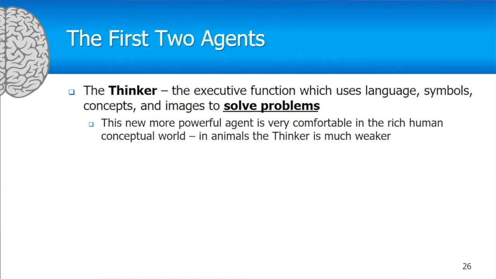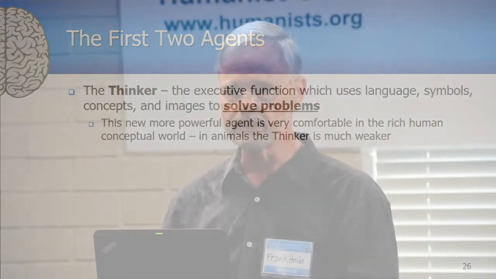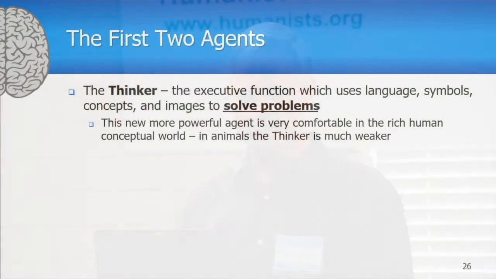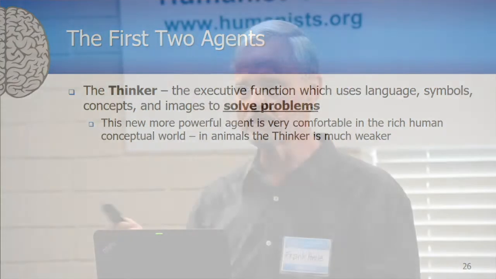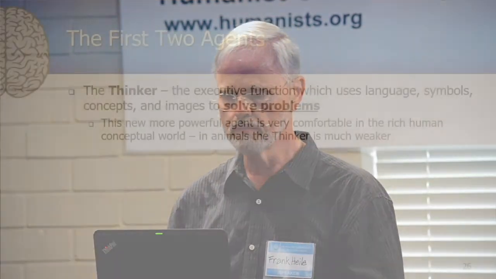In fact, the thinker is the first agent I'll talk about, and it is that third agent that evolved in humans. Now, the thinker uses the brain's executive function, which uses language, symbols, concepts, and images to solve problems. It's the problem solver. And this was the new, more powerful agent, and it's very comfortable working in the world of concepts. It manipulates concepts like bread and butter.